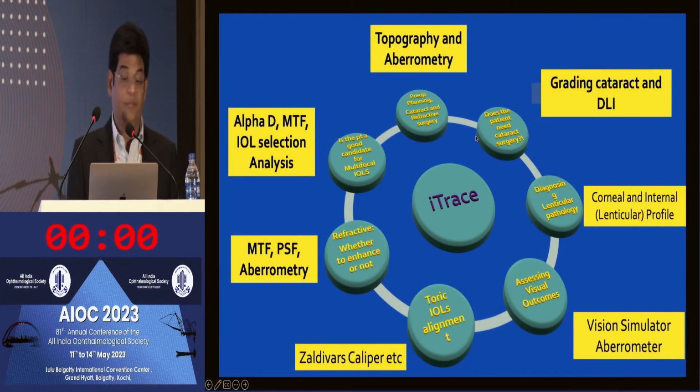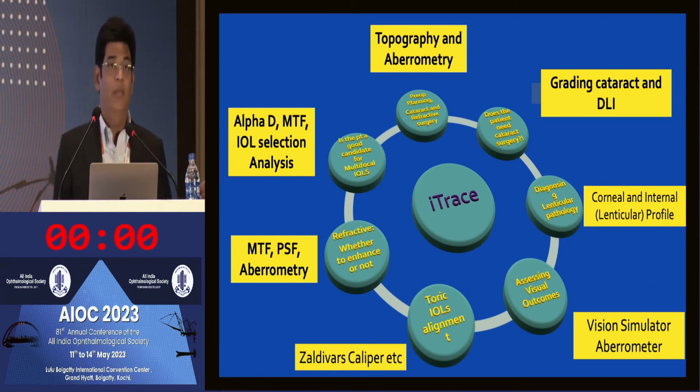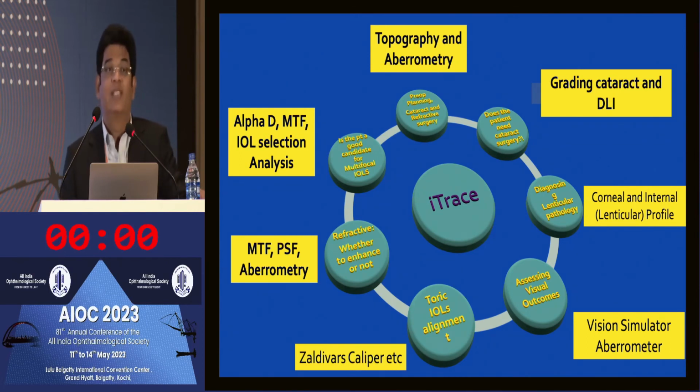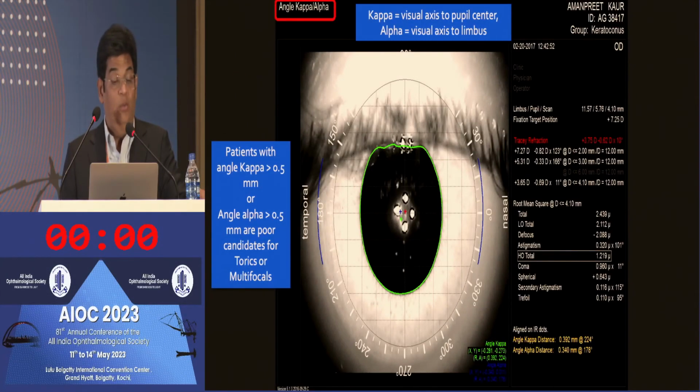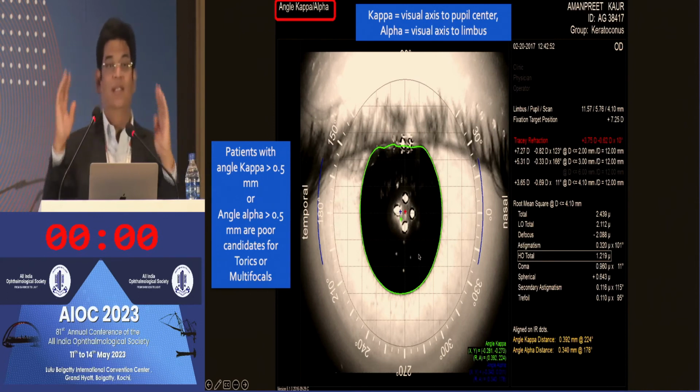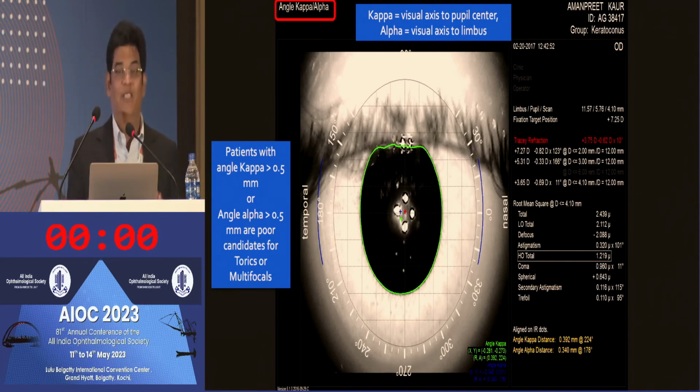So finally, cataract surgery, the bread and butter of so many ophthalmologists. There are so many ways in which an eye trace can help us, including alpha D, the MTF, the IOL selection analysis. So essentially, what is angle kappa? Angle kappa is the angle of the visual axis to the pupillary center, and angle alpha is the visual axis to the limbus. So angle alpha basically tells us how well the intraocular lens is going to be centered inside the bag once the cataract is out.